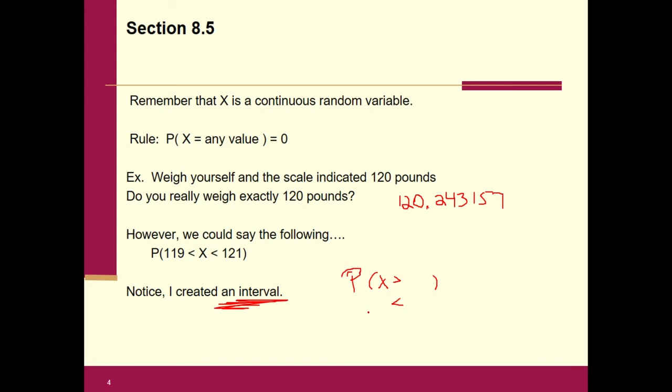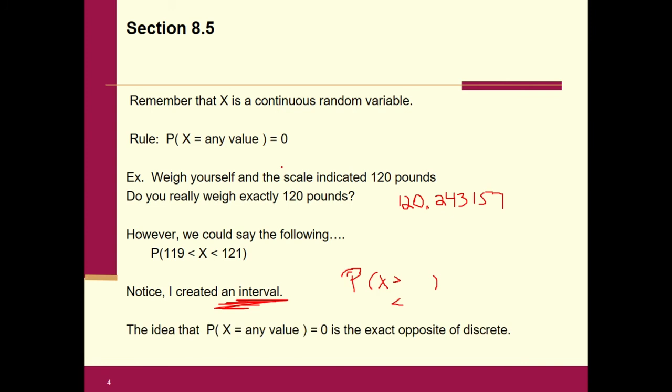Whenever we're working in the continuous world, we're going to see intervals, because if you start seeing the probability that x is equal to any value, that's automatically zero. It doesn't matter if it's weight or time. Let's say you were timing something, and whatever device you were using said 54.3 seconds. Was it exactly 54.3 seconds? No. 54.3286 seconds? No. It could always be more precise. That happens with pretty much all measurements. So for the continuous stuff, the probability of x equal to any value is zero, so we're going to look at intervals instead.